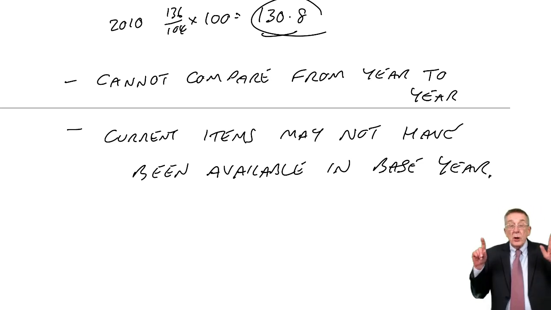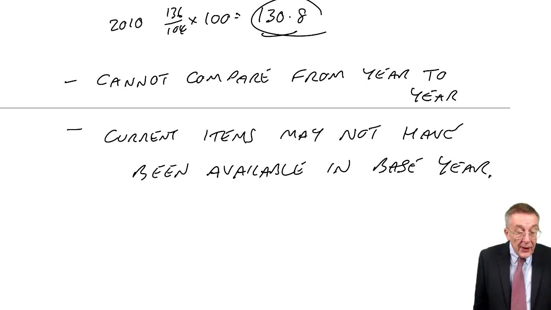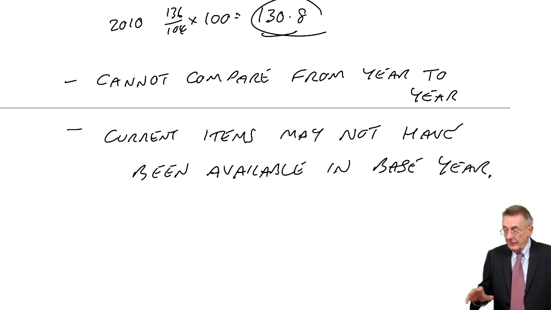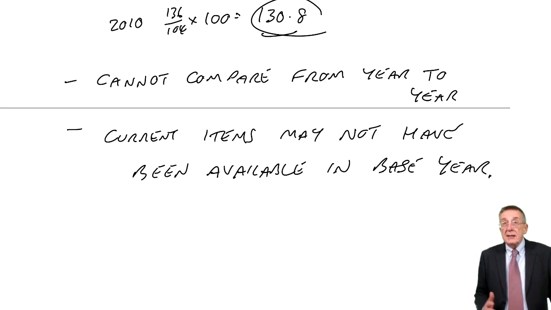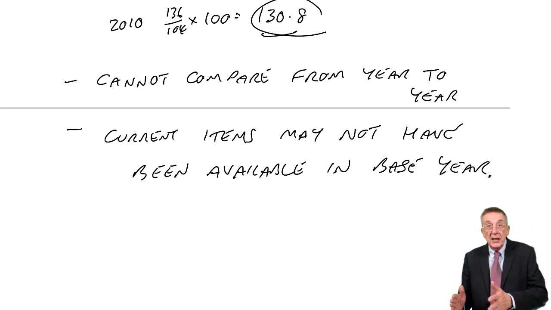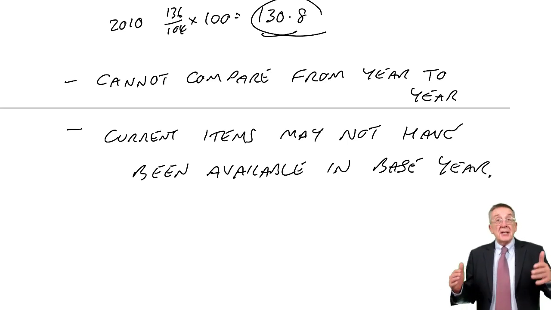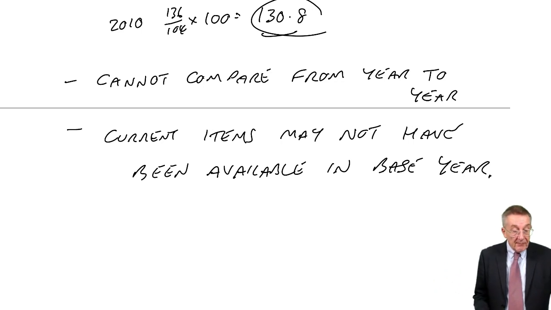I mean, there's no what you might call best way. Certainly governments, when they're calculating inflation indexes like this, they tend to use Laspeyres always. It's the same basket each year, but then every so often they start again with a new base and a new basket. But anyway, there we are.